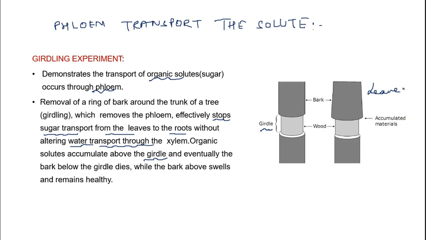If this is the leaf region, these are leaves and these are roots, and here the girdling occurred. So what happens? The solute cannot translocate downward; it is inhibited here. There is an accumulation of solute in this region, which leads to swelling in this region. So this experiment proves that the phloem is the one that transports the solute.